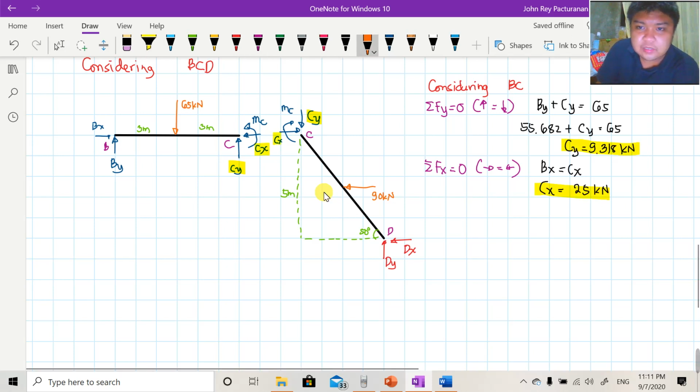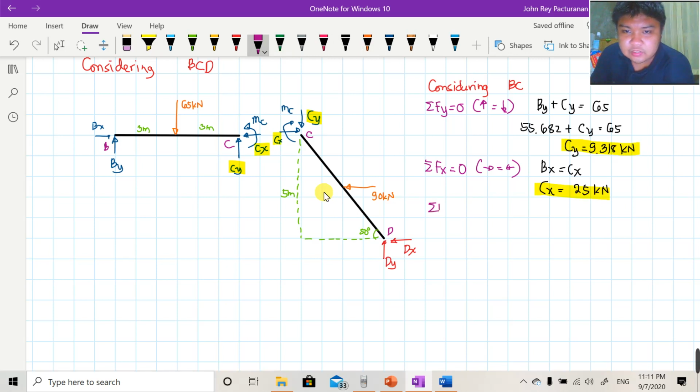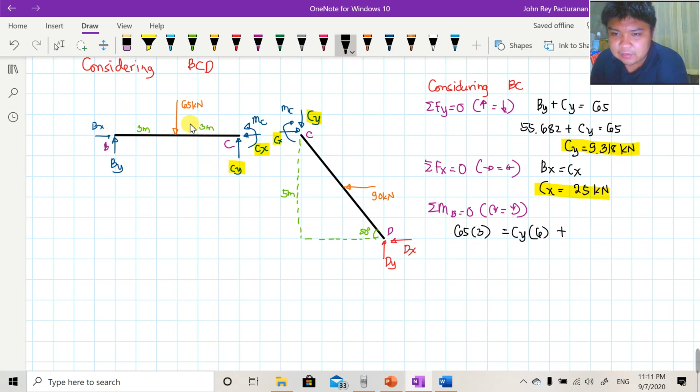So, lastly, para mahanap mo yung moment, pwedeng ang gawin mo na lang, summation moment at B equals 0. So, yun na nga. May kanya-kanya tayong diskarte dito. Summation moment, clockwise equals counterclockwise. So, ang clockwise na i-consider natin is yung 65 multiplied by 3. Considering point B, again, ang gusto kong pagmomentan is B. So, 65 times 3 is equal to CY times 6 plus moment at C. But meron na tayong CY, so all you need to do is to substitute that. Equals 9.318 times 6 plus the moment at C.